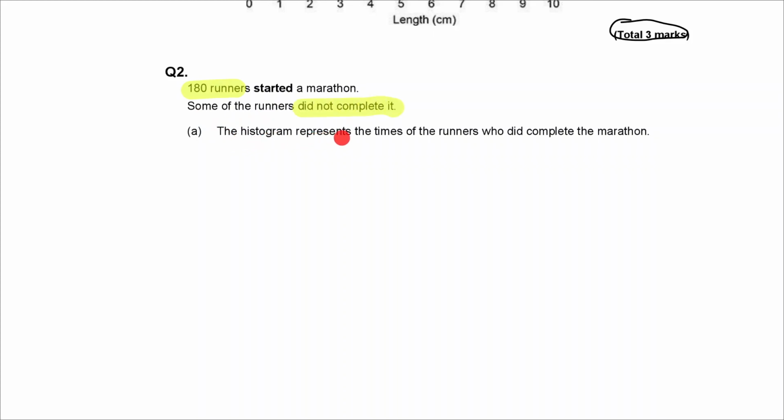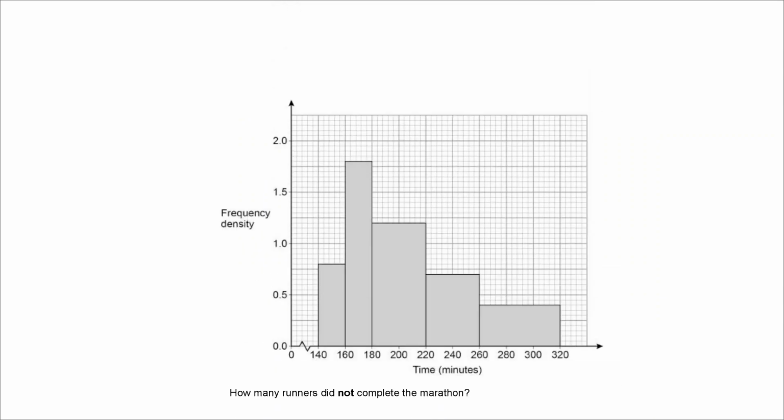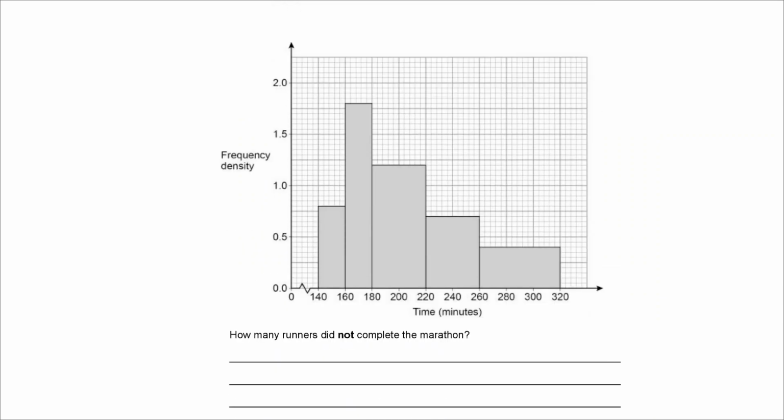The histogram on the next page shows the times of the runners who did complete the marathon. So I'm guessing on this page here, these guys here, they did complete the marathon. How many runners did not complete the marathon?